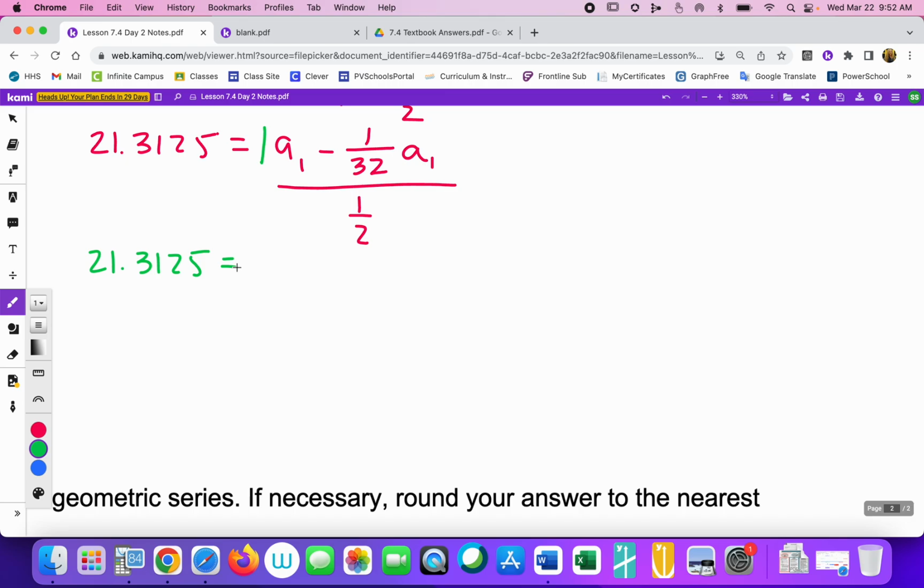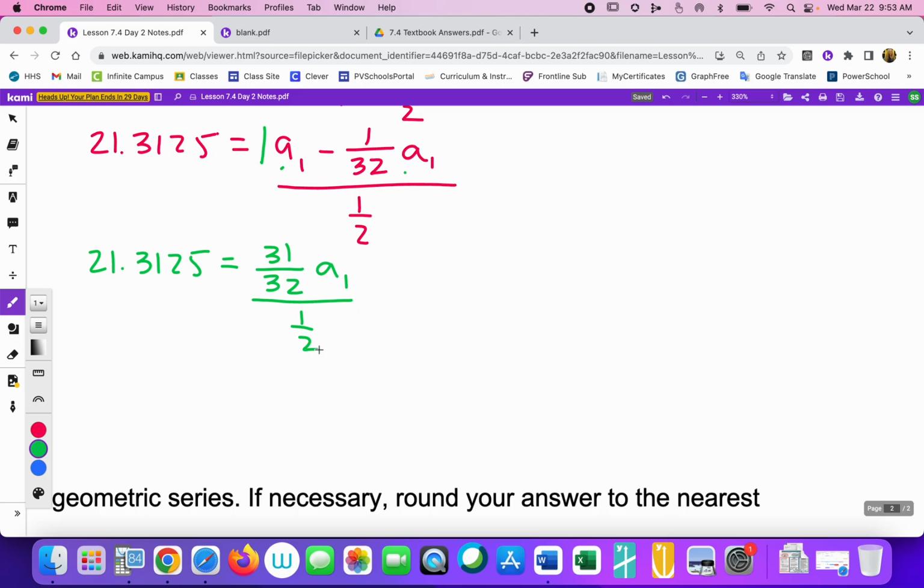Alright, so 1, which would be like 32 over 32, minus 1, would be 31 over 32, A1. So you treat these like variables, whether the 1/32 is in front of the A or not. Okay, so it's up to you if you want to rewrite it that way. Okay. Alright, now it's still over 1/2. So from here you have 2 options. I'm going to tell you what I would recommend to you.